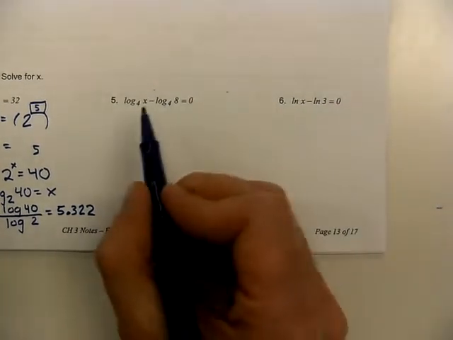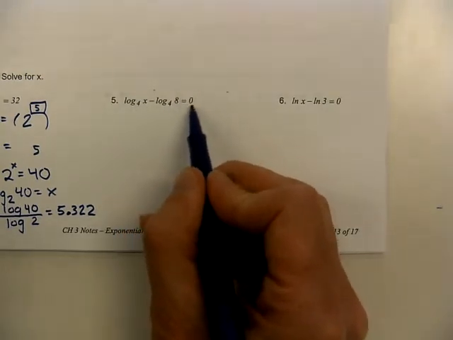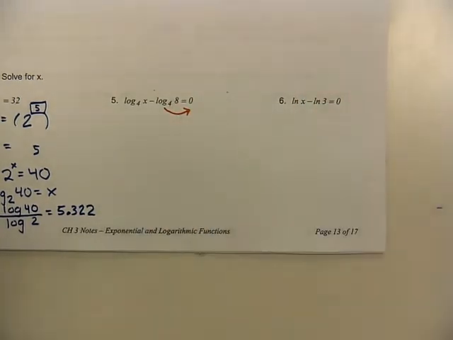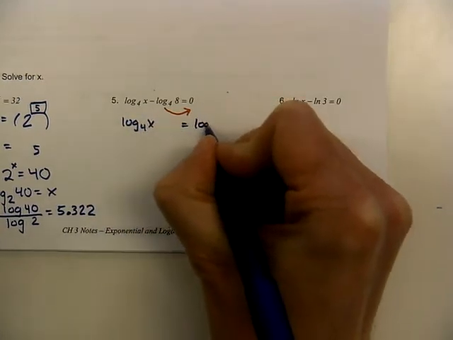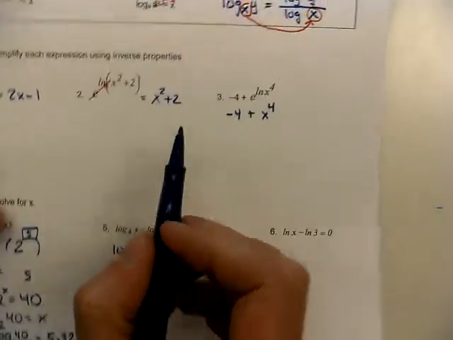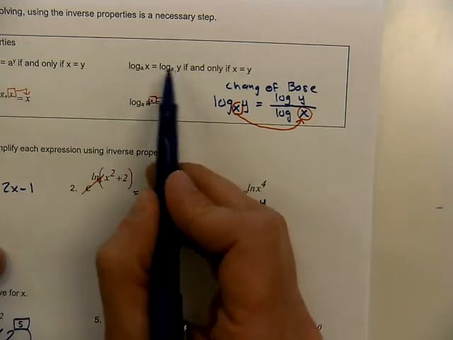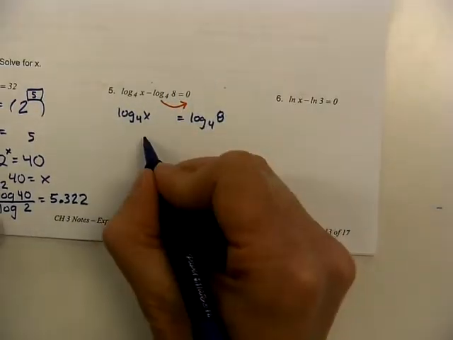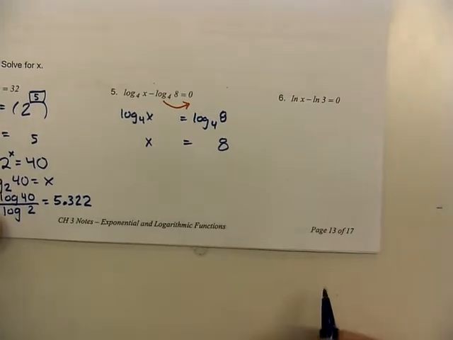Here's number 5. Log base 4 of x minus log base 4 of 8 equals 0. Hey, if you have a 0, then that means there's nothing there. Let's send one of those terms to the other side. So you have log base 4 of x equals log base 4 of 8. Hey, check that out. This is our one-to-one property. We saw that up here in our box. If the logarithm on the left equals the logarithm on the right, and they have the same base, then these values must be equal. So that means this x must equal this 8. So there you go, x equals 8.